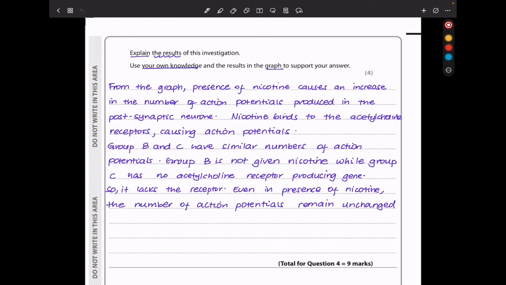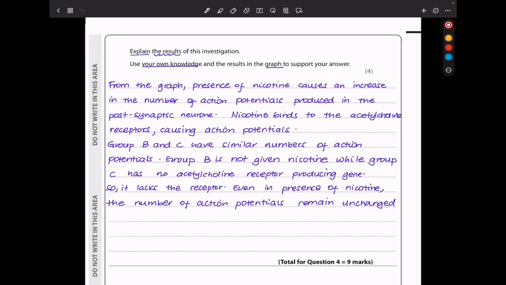So they say explain the results of this investigation. They want you to use your own knowledge and the results in the graph to support your answer. Like I've already explained, from the graph, presence of nicotine causes an increase in the number of action potentials produced in the postsynaptic neuron because nicotine binds to the acetylcholine receptors, causing action potentials.